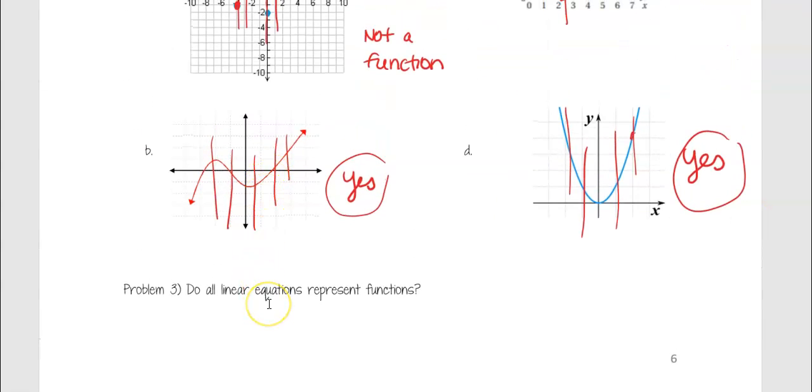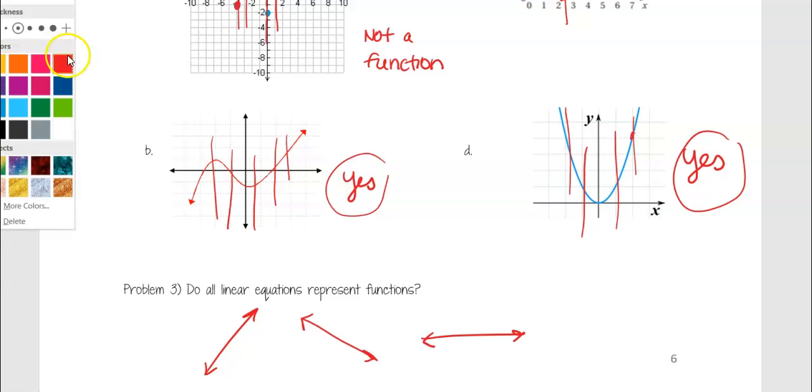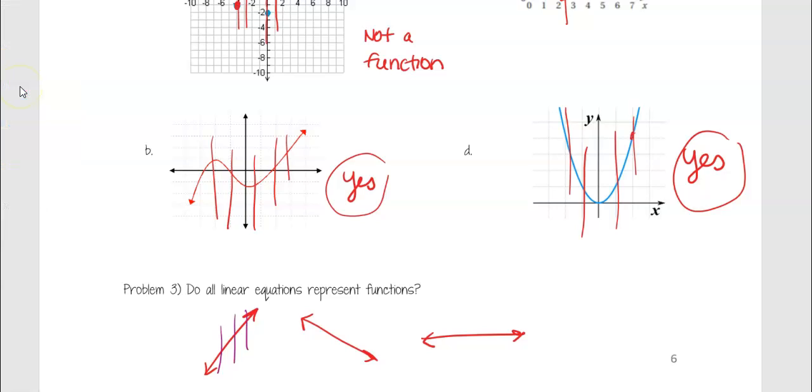And then let's answer this final question here. Do all linear equations represent functions? Think about it, guys. You could draw a couple linear, if here's a line or here's a line, here's a line. Think about it. Would all three of these be functions if you were to draw vertical lines through them?